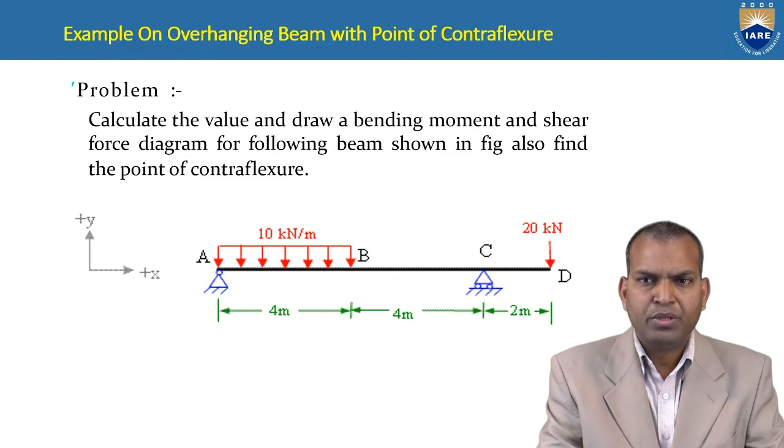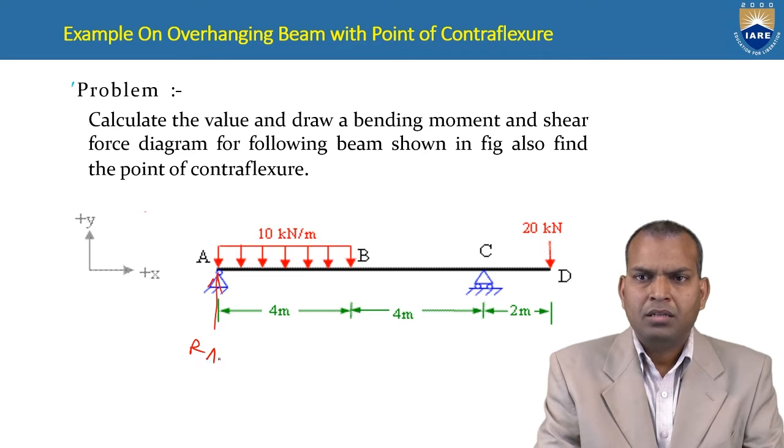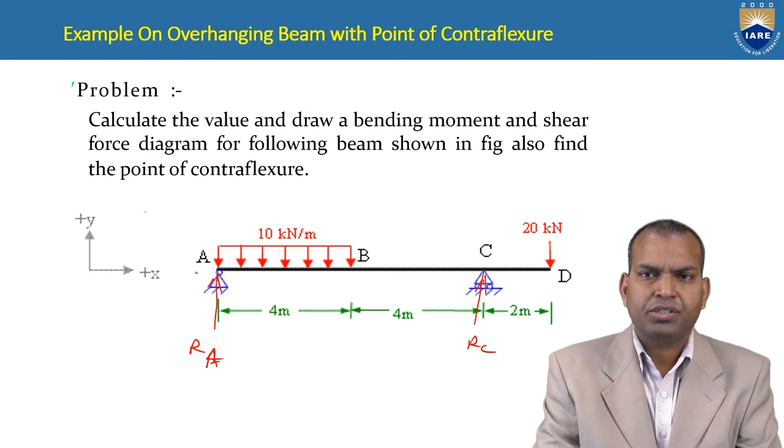There are two equilibrium conditions we are going to use in order to calculate the support reactions at point A and point C. What are the support reactions? At point A, it is RA, and at point C, it is RC. How to calculate these two reactions?